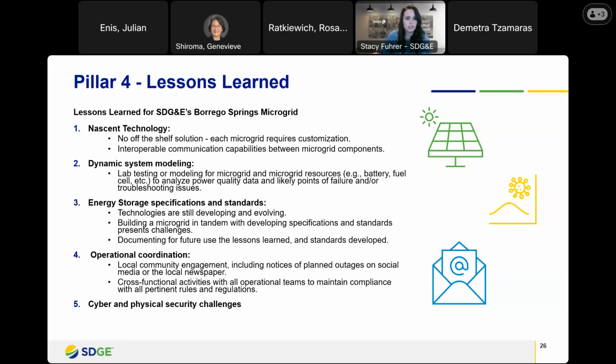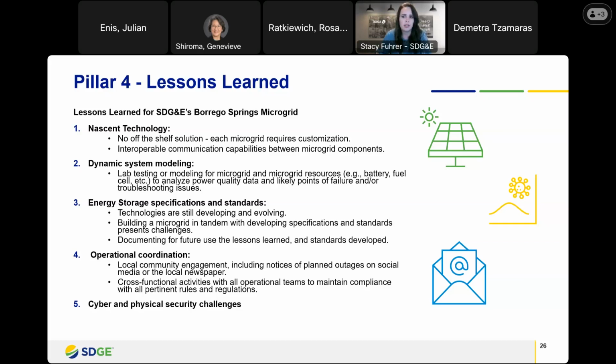So when SDG&E is planning a planned outage, for instance, the transmission line has to have some poles replaced, we will utilize social media and the local newspaper to notify customers that there will be an islanding event. And then there's just cross-functional activities between SDG&E, and it's important that we stay up to date on pertinent rules and regulations. And so that's been really important for operational coordination.